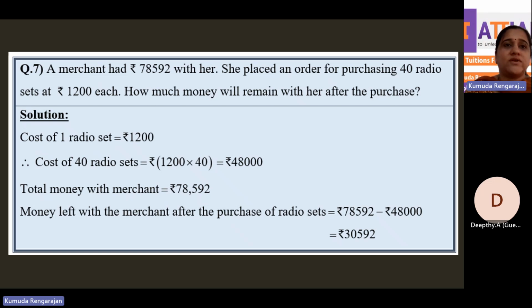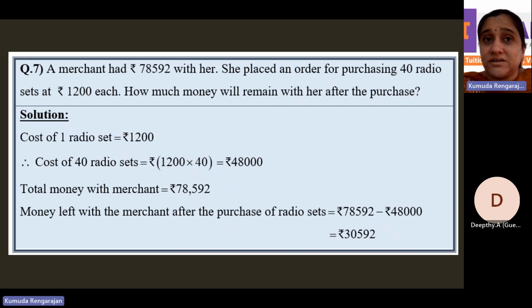Why should you write cost of one radio set? So you're teaching her. See, cost of one radio set is 1,200. So the cost of 40 radio sets will be 1,200 into 40. Then how much money does the merchant have? Will you ask her or no? Okay, how much money does a merchant have? So she says 78,592. So you just imagine you're teaching somebody. So when you teach, you assume a sequence, right? In that sequence, you'll have to answer the question. It's not like, what should I do first? What should I write first? So you should just pretend in your mind, pretend as if you're teaching somebody.